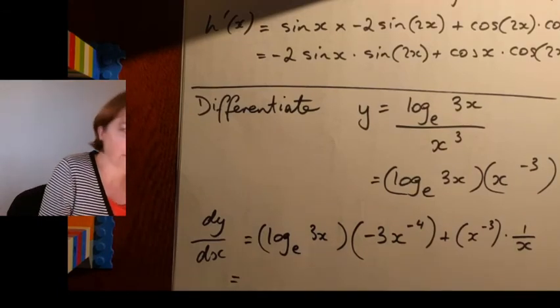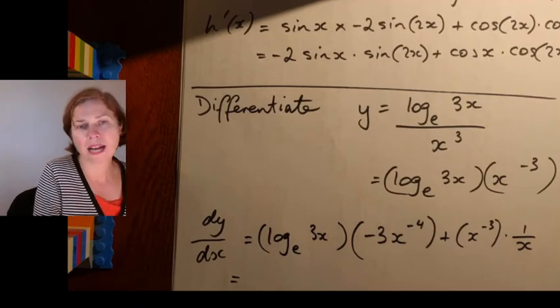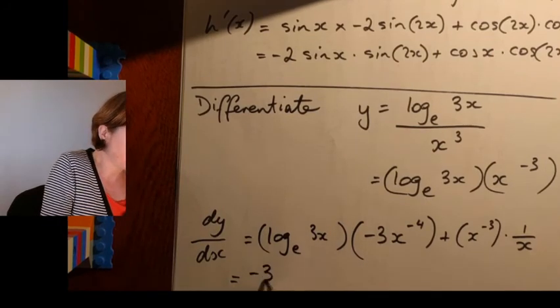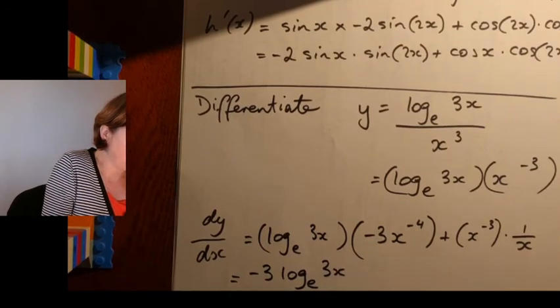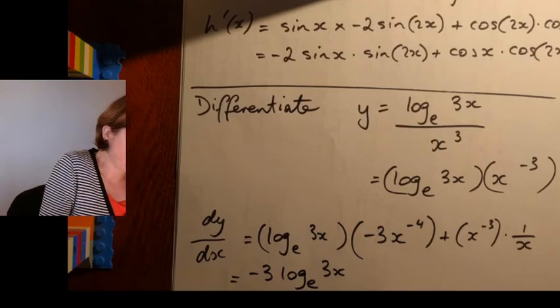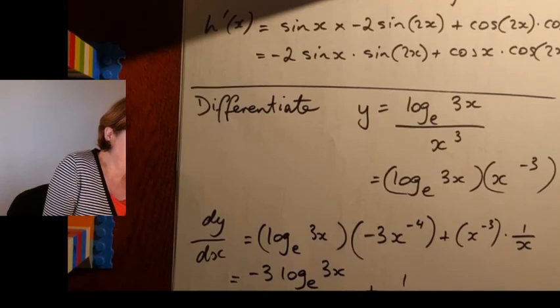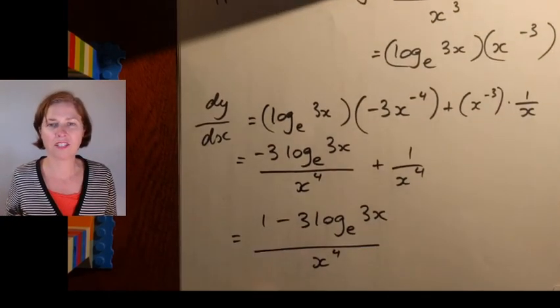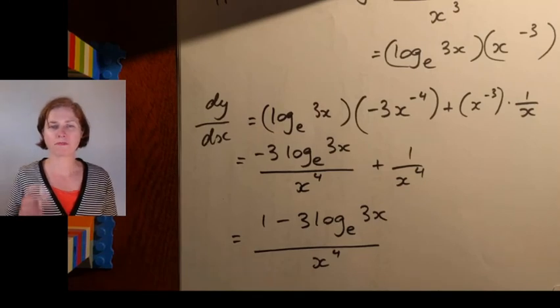Okay, let's expand and simplify, and I'm going to rewrite all my negative powers as positive powers. I'll take this negative 3 out the front here, log base e of 3x, and it's going to be over x to the power of 4. And here, this is x to the power of negative 3. That's the same as 1 over x cubed. So it's going to be plus 1 over x to the power of 4, which I can rewrite as 1 minus 3 log base e of 3x over x to the power of 4. And we're done.